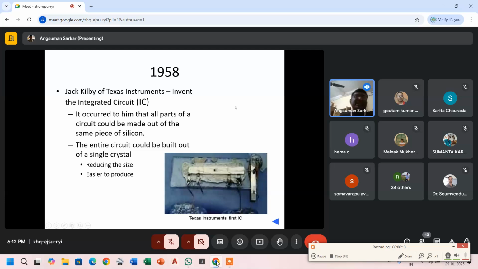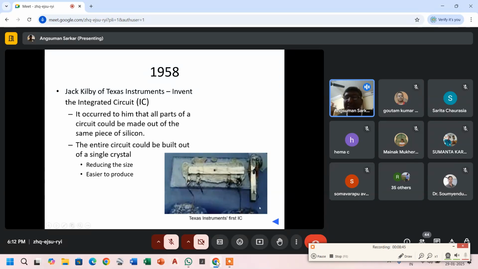And 1958 is a famous year also. In this year, Jack Kilby of Texas Instruments invented the first IC. It is named after Jack Kilby, the JK flip-flop. So it is the first integrated circuit made in the history of the world. The idea was basically to accumulate or integrate all components, passive and active, together in a single chip. So that is the first IC he made.